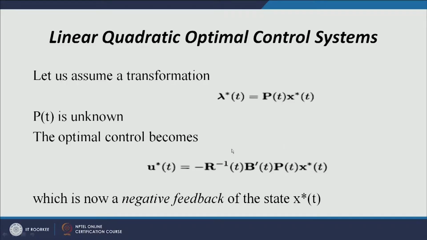So, this means if I know the x, I can determine R inverse B prime P, so I can feed back. If you recall in the previous lecture, in a linear quadratic problem my control law was u equal to minus Kx. So, this R inverse(t) B(t) prime P(t) will be nothing but K. By this transformation I can transform my system into a simple linear feedback system, a negative feedback of the state x(t) used as my control.